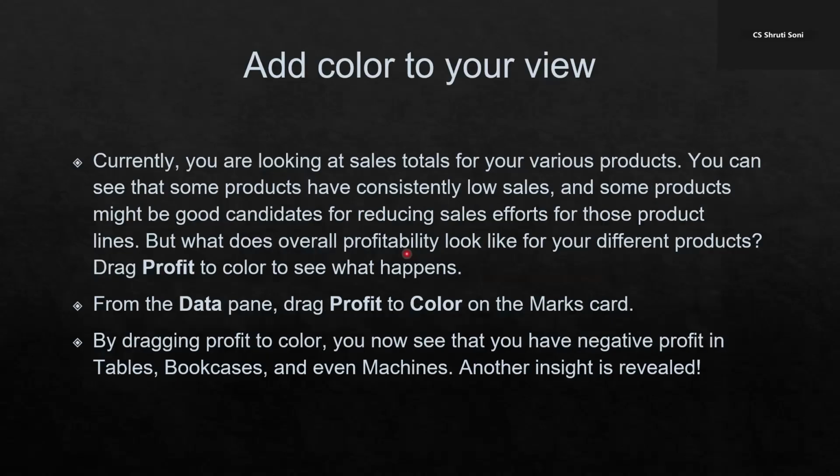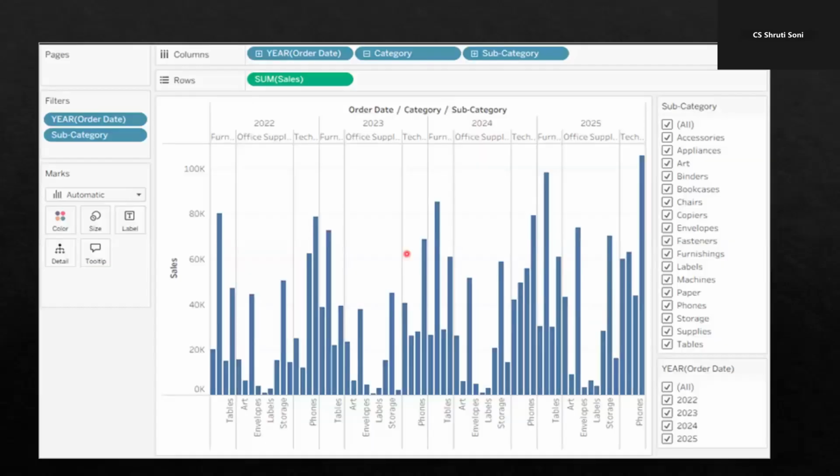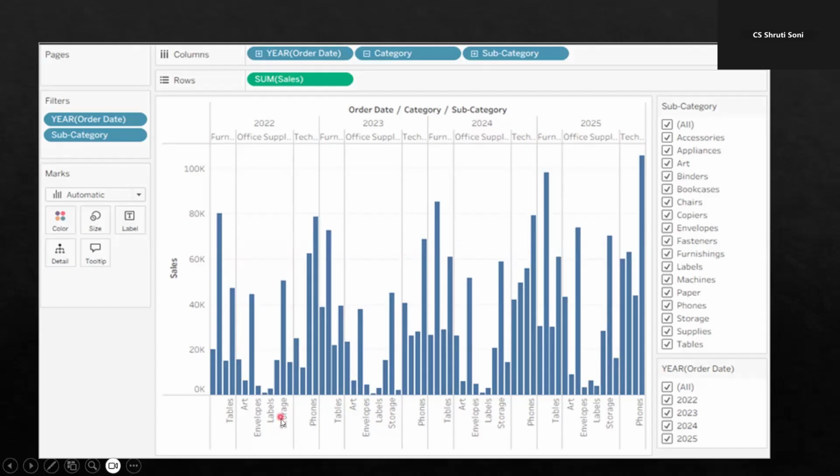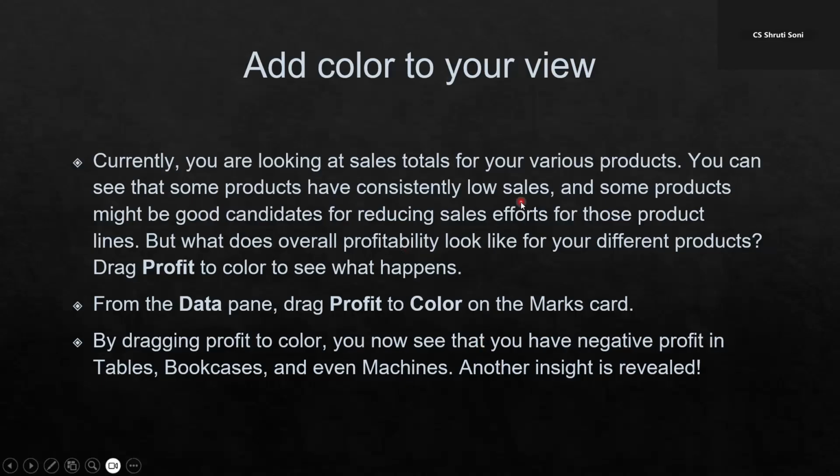Currently, you are looking at the sales totals for various products. You can see that some products have consistently low sales. These are basically those areas where you reduce the sales efforts.